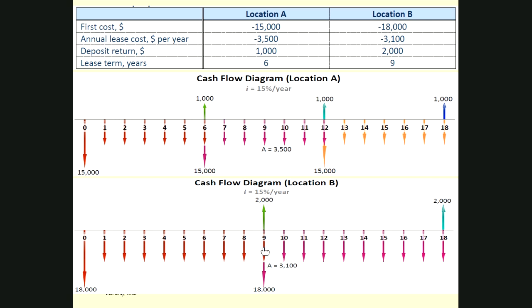In this case, the 18,000 is applied as an initial cost, and the 2,000, which is the deposit return, is applied on year 18 because it's the end of the second cycle. And here we don't apply the 18,000 again on year 18 because there is no third cycle. If there is a third cycle, then the 18,000 will be applied as it was in alternative A. Hope that it was clear.